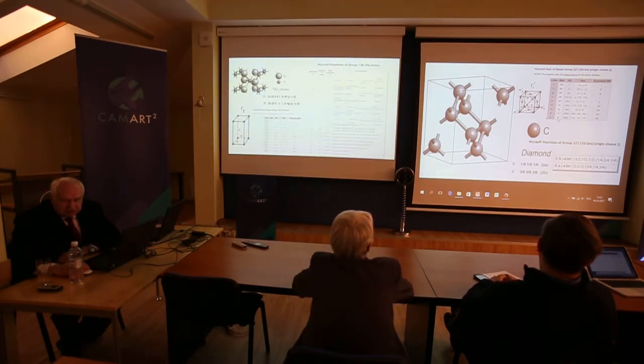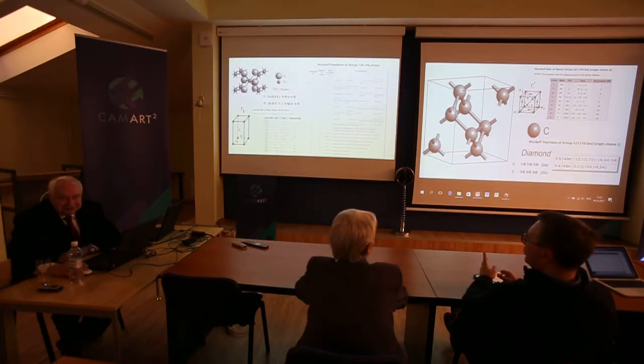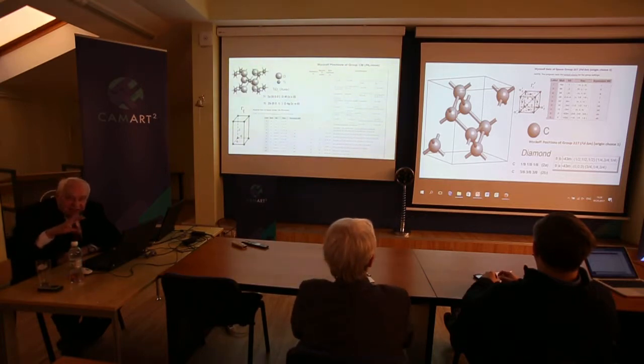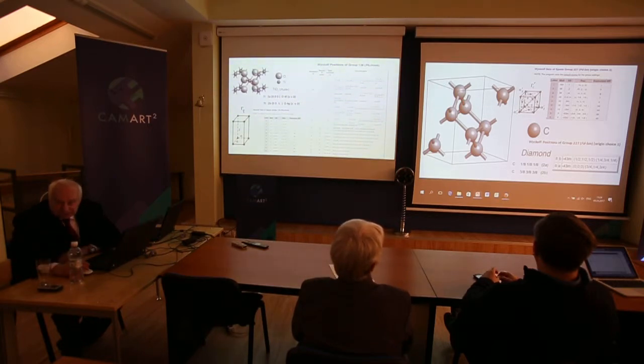Therefore, instead of this 8, how much do you need to take? If carbon occupies position 2A, how many carbons are in the primitive cell? No, in diamond, how many? 2. But here you can see 8. Why? Because this is a face-centered cubic lattice. But crystallographers give you the number of Wyckoff positions in the crystallographic unit cell, not in the primitive one. And this crystallographic unit cell is 4 times larger.